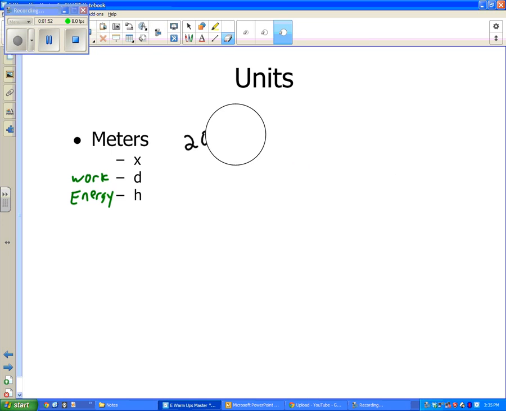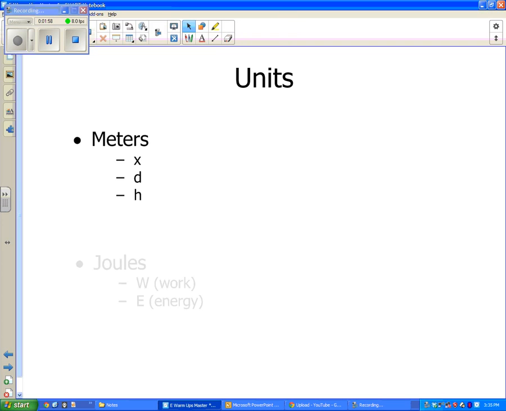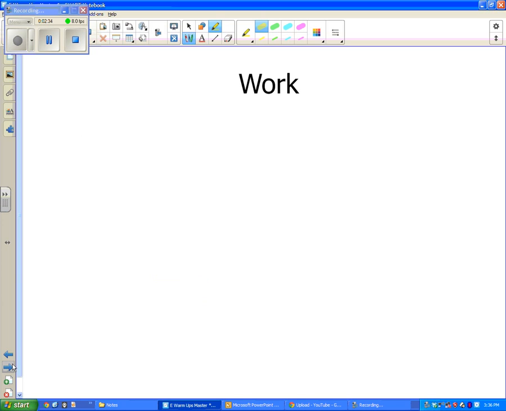All right, the other unit that's a little bit confusing is joules. And joules will sometimes be W for work, and it will sometimes be an E for energy. So if I say 30 joules, this could be a W, and 30 joules could also be an energy. So the keywords to look for there, I actually put right here, the keywords work, energy. If you see work, you know the joules is work, and if you see energy, you know E is energy.